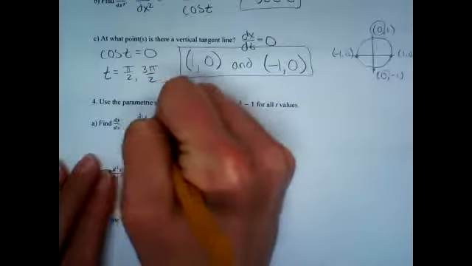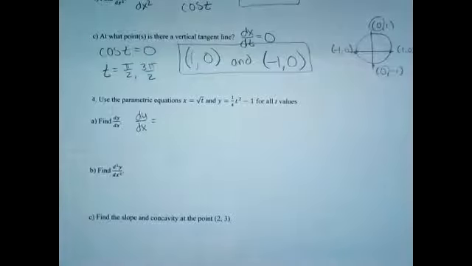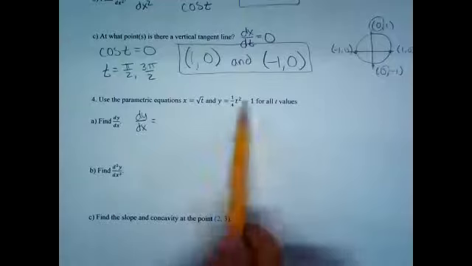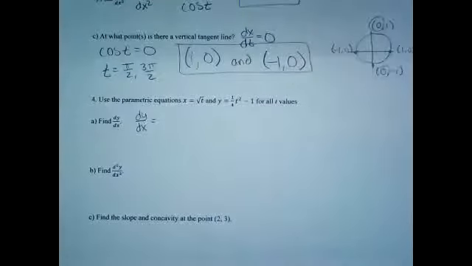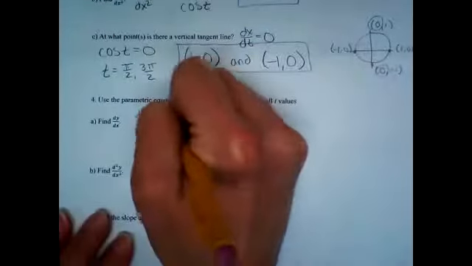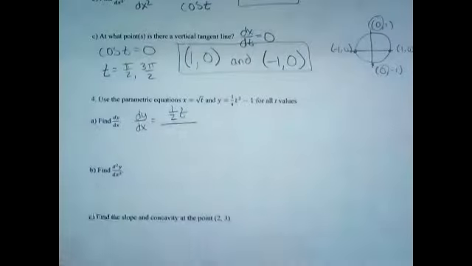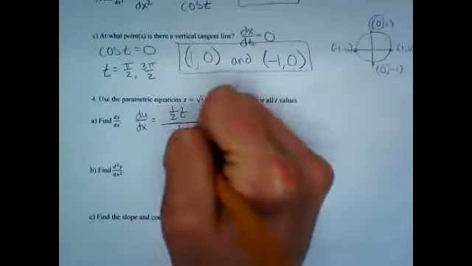So dy/dx. We're going to do dy/dt over dx/dt. So what is our derivative of y? Good, that'll be 1/2 t over, and then derivative of x. Oh my gosh, does anyone remember the derivative of square root? If not, I'll tell you. Good, perfect. 1/2 square root.